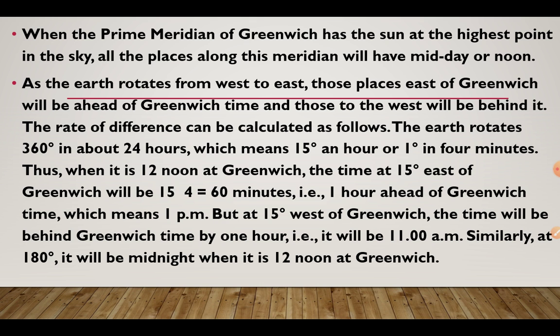The earth rotates 360 degrees in about 24 hours, which means 15 degrees in an hour. Thus when it is 12 noon at Greenwich, the time at 15 degrees east of Greenwich will be 15 into 4, equal to 60 minutes, 1 hour ahead of Greenwich time, which means 1 p.m. But at 15 degrees west of Greenwich, the time will be behind Greenwich time by 1 hour. It will be 11 a.m. Similarly, at 180 degrees, it will be midnight when it is 12 noon at Greenwich.